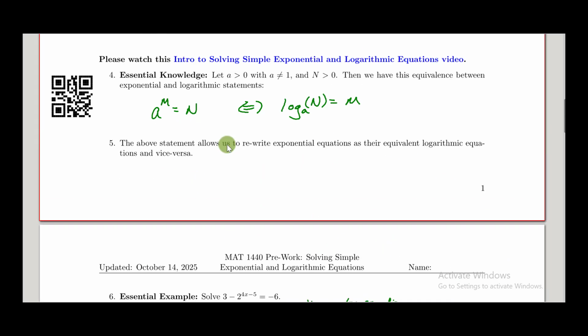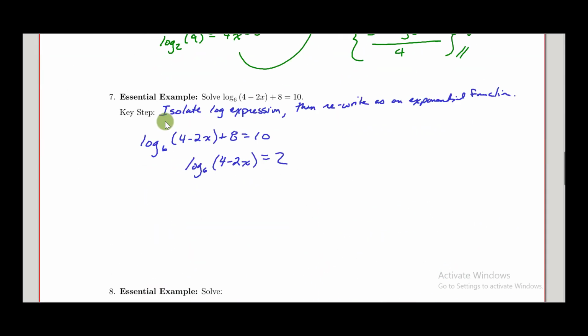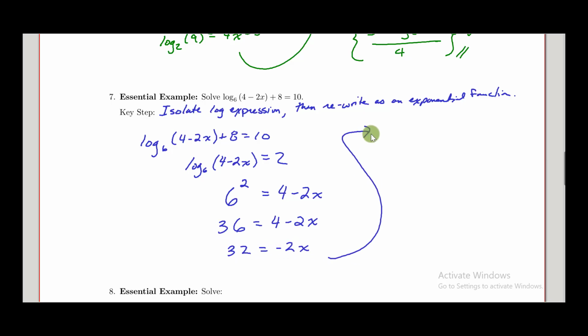This now looks like this key statement up here, which means if I wish, I can rewrite it as an exponential. And in fact, that's exactly what I want to do. I want to rewrite this as its equivalent exponential expression, which would be what? Well, the base of this logarithm is 6, and so for my exponential expression, we'll have 6 to the power of 2 is equal to 4 minus 2x, or 36 is equal to 4 minus 2x, and let's continue solving for x. So this would give me 32 is equal to negative 2x, or lastly, x is equal to negative 16.